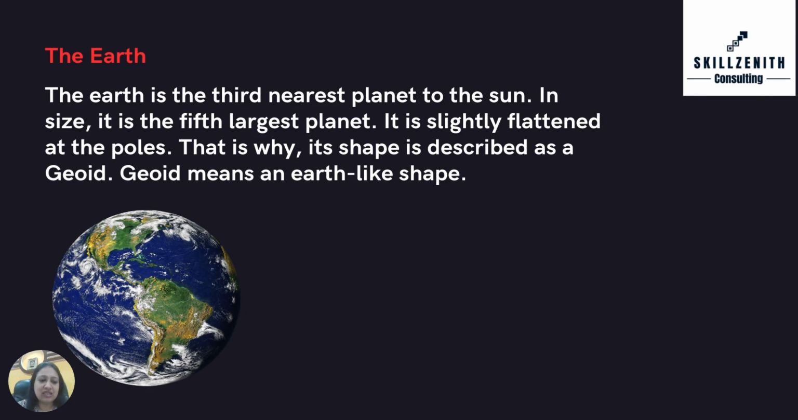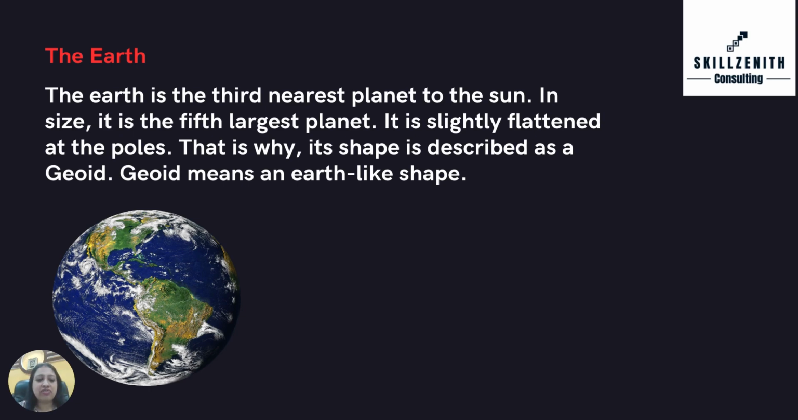Now let's learn something about the Earth. The Earth is the third nearest planet to the Sun. So in the order, it's Mercury, Venus, and then comes Earth. So it's the third planet. In size, it is the fifth largest planet. It is slightly flattened at the poles. So if you look at this part and this, it will be slightly flattened.